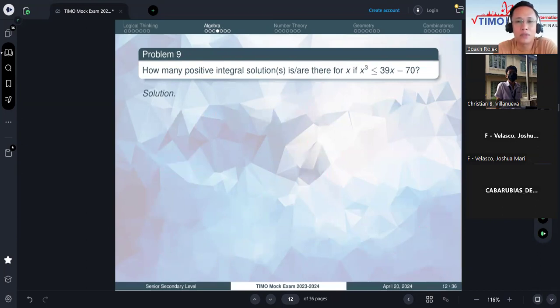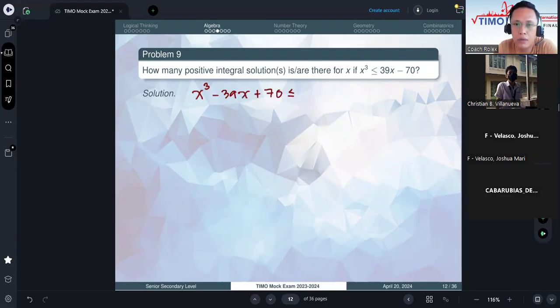So how many positive integral solutions are there for x if x cubed is less than or equal to 39x minus 70? So this is actually the same with the problem earlier, but in this case, it is not a strict inequality. It is a non-strict inequality. That means we are using the less than or equal to. And also from here we have a cubic function. So we have x cubed minus 39x plus 70.